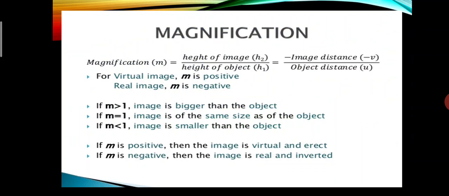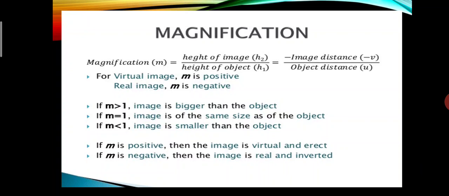Magnification due to spherical mirrors. The magnification due to a spherical mirror is given by the ratio of the height of the image, that is h2, to the height of the object, that is h1. This tells us how large the image is as compared to the object.